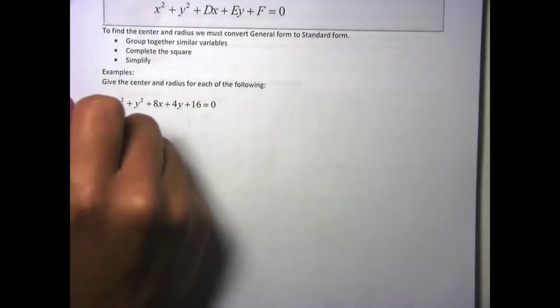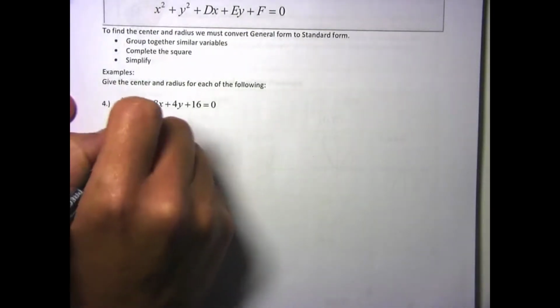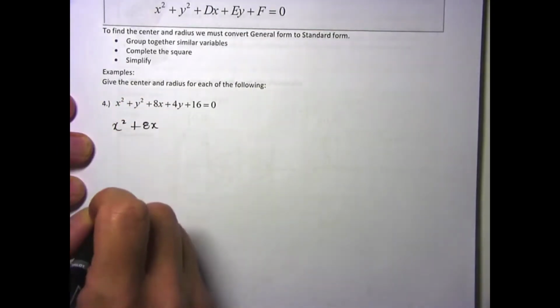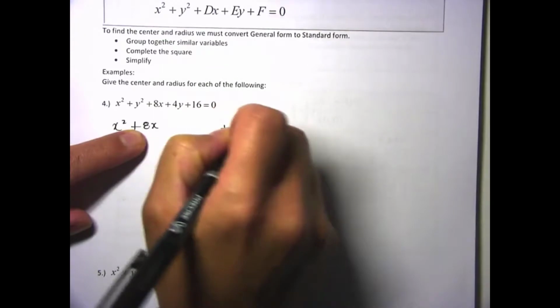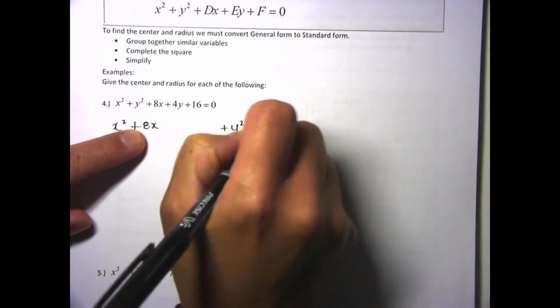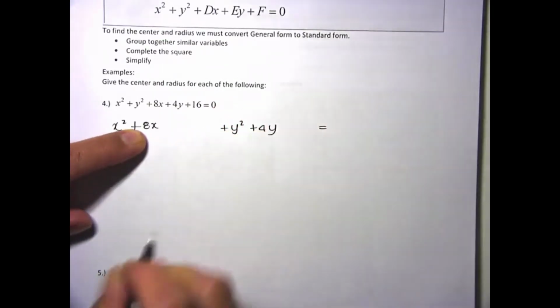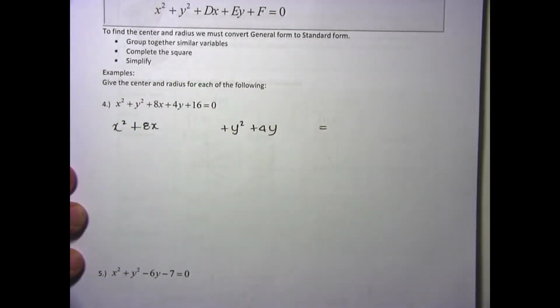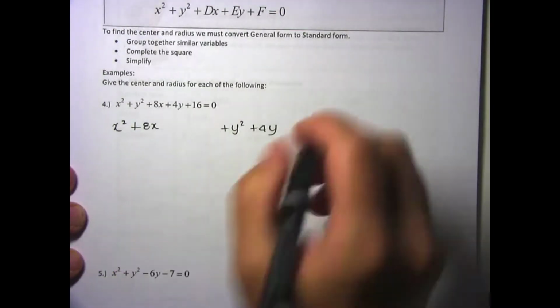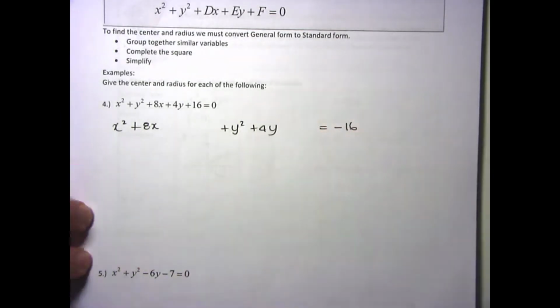I'm going to say I have here x squared plus 8x. I'm going to group the y terms together, so I have plus y squared plus 4y. And I'm going to group the constants together, and typically I'm just going to move them over to the other side. So the 16 is going to go over to the other side of the equation and become negative 16. I know I left these odd little spaces. I'm leaving room for something. I just sort of group things together.